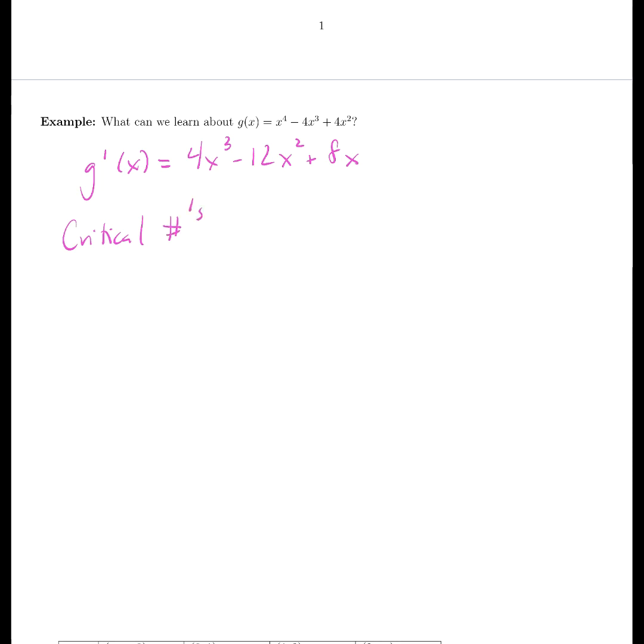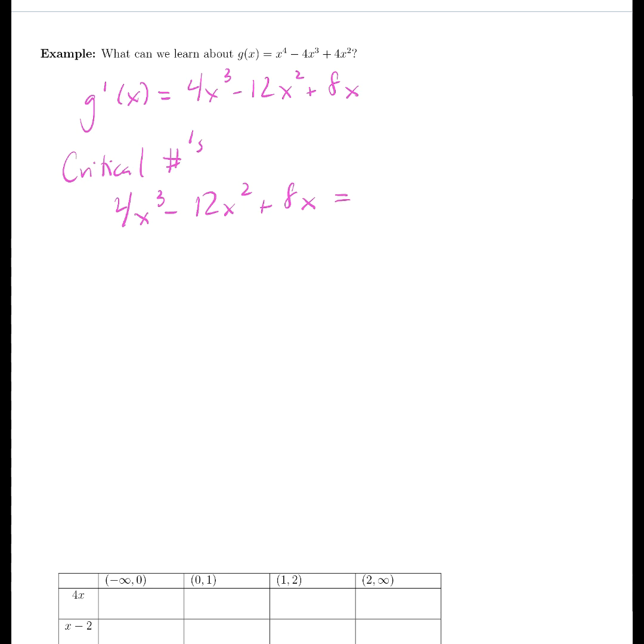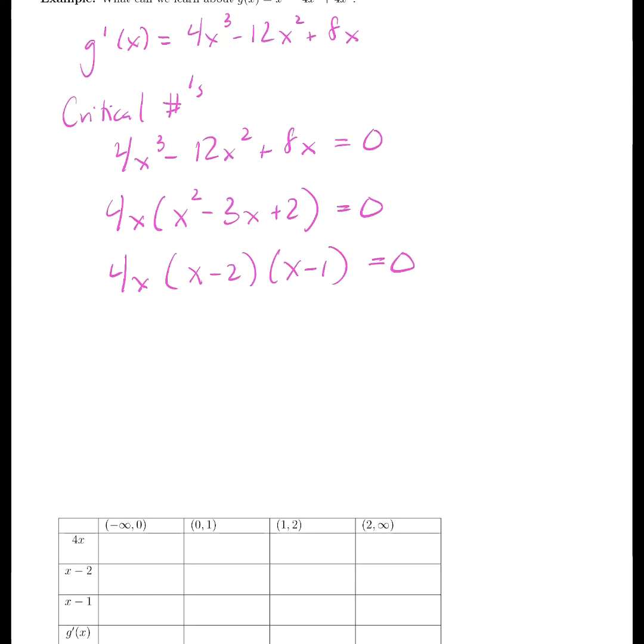So this derivative is defined everywhere, so our critical numbers are going to occur when the derivative is equal to 0. So we want to know when the derivative is equal to 0. It looks like we can factor a 4x out of every term, and we'll get x squared minus 3x plus 2. And we can factor that again as (x minus 2)(x minus 1). And so it looks like our critical numbers then are x equals 0 from the first term, 2 from the second term, and 1, or x equals 0, 1, and 2 if we want to put them in order.